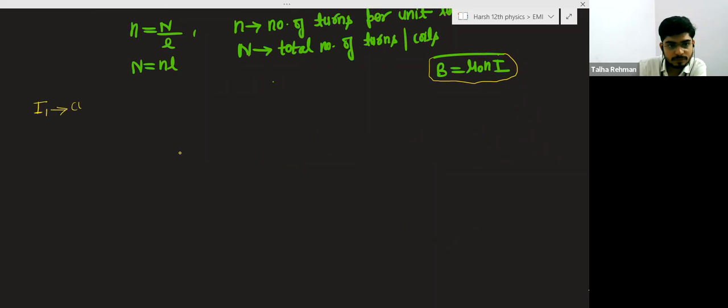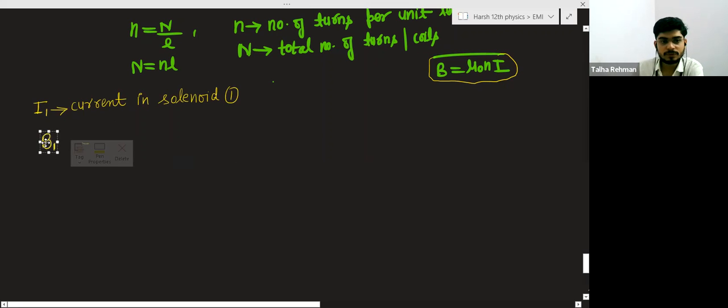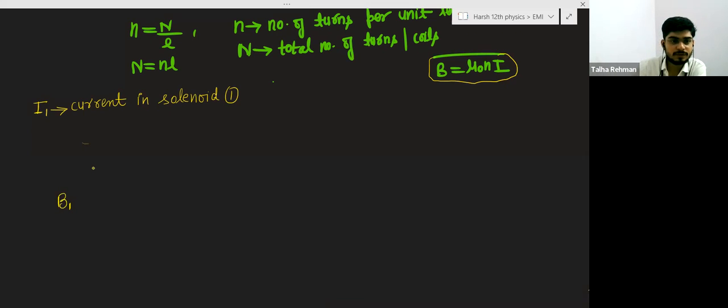I1, current in solenoid number 1. So magnetic field due to the solenoid 1, suppose B1 is the magnetic field due to solenoid 1. So you can write magnetic field due to solenoid 1.